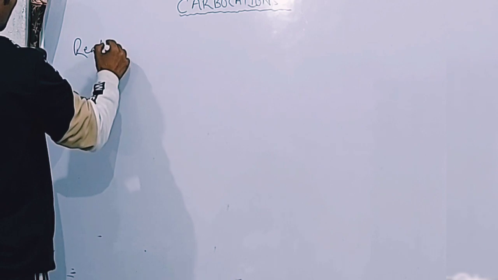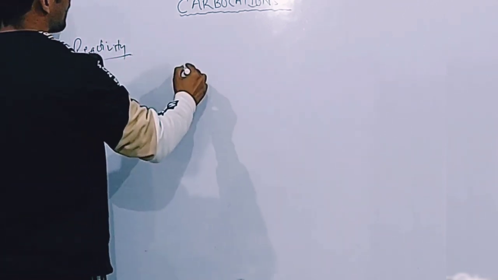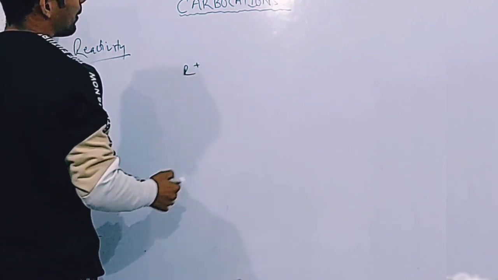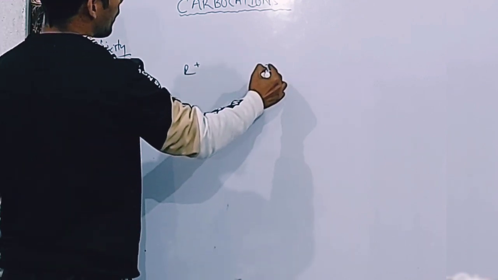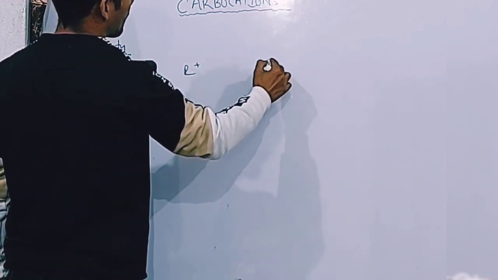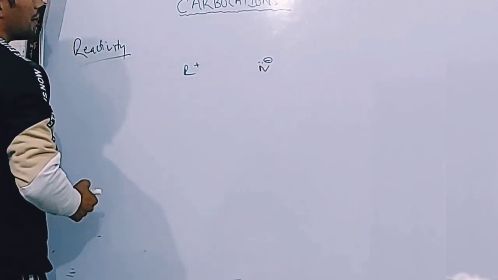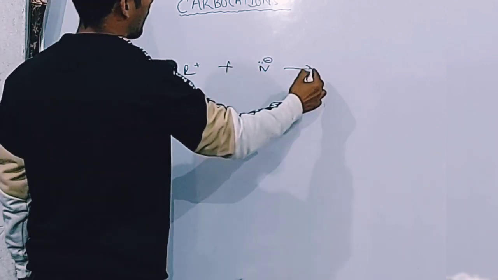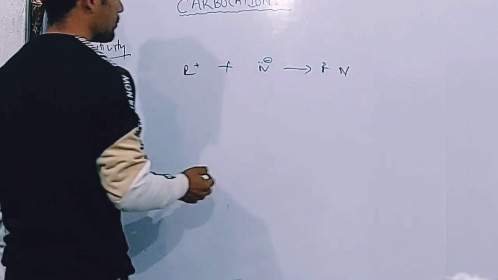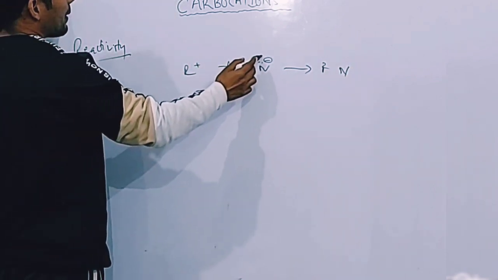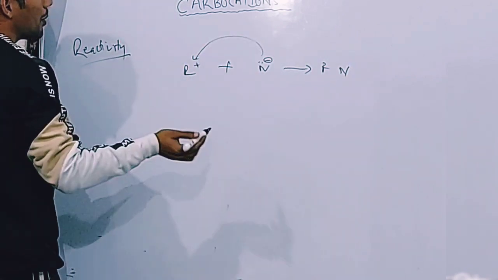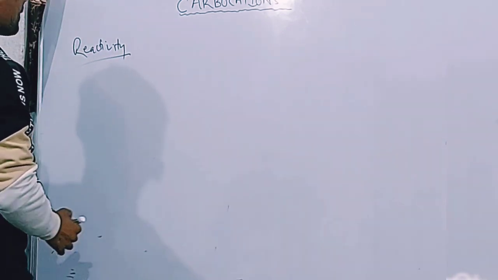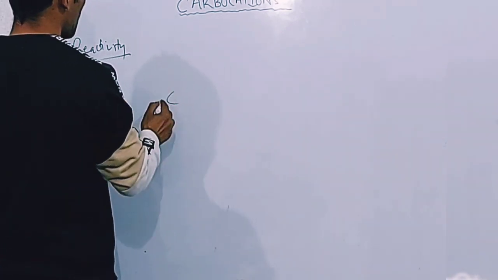Now we will see the reactivity of carbocations. How do carbocations react? Suppose we have a carbocation here and we have a nucleophile here. So they will react, because this is a nucleophile. This will attack the carbocation to form a bond. Simple. In the next case, we have a carbocation.